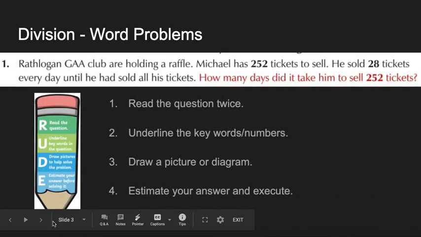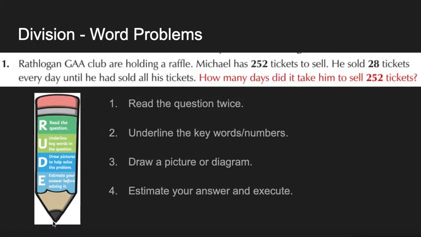Okay, so this is an example of a word problem, boys. I'm going to be using the ROOT strategy as an example for you again. We're going to solve it together, and then I'm going to set you two to do on your own as well. Okay, so Rathfarnham GAA Club are holding a raffle.